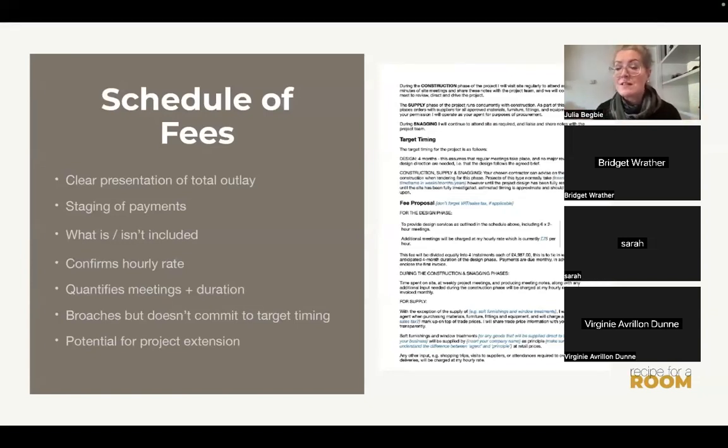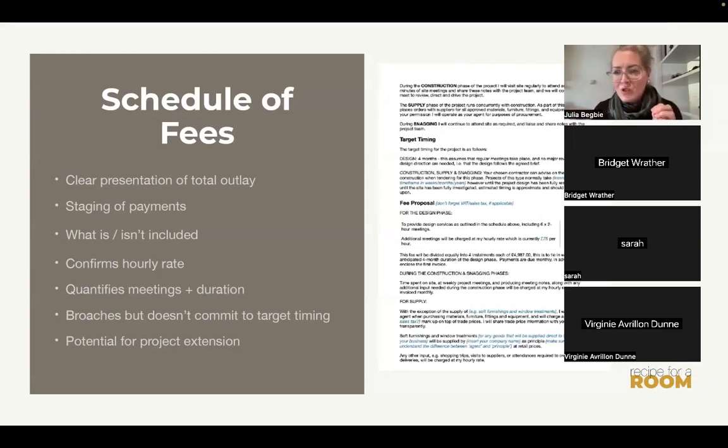It quantifies the number of meetings that you're going to have. To get from start to finish will include X number of meetings, each of X duration. And that means that if more meetings are needed, they can be added in at your hourly rate, which you've confirmed.